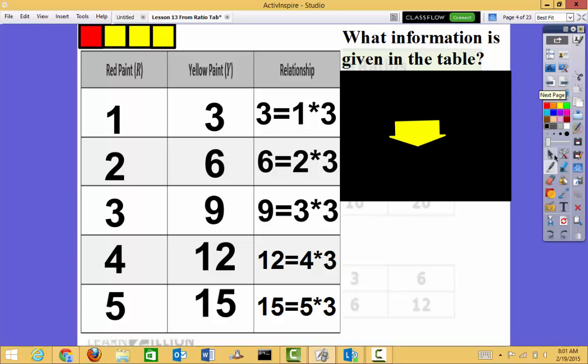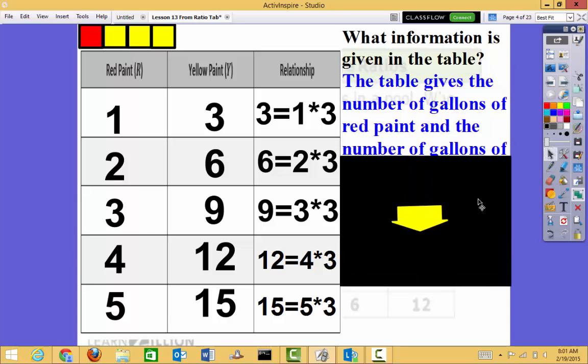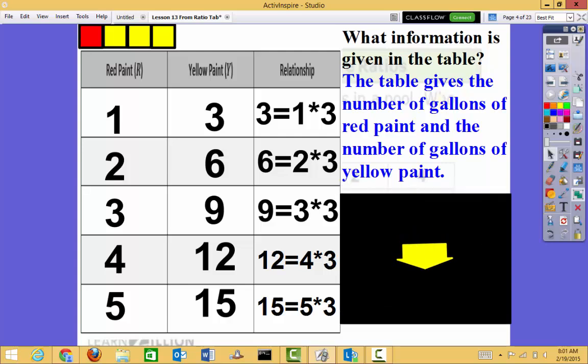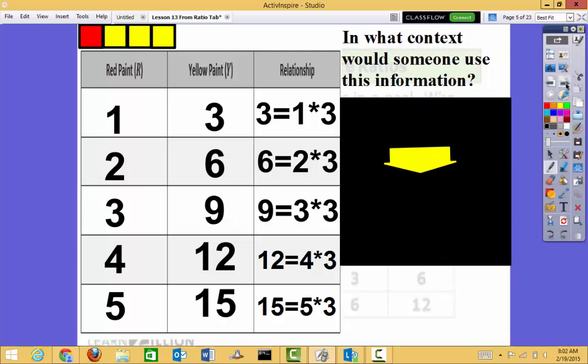What information is given in this table? Well, we already discussed on the previous page. This table gives me the number of gallons of red paint and the number of gallons of yellow paint. So this 1 doesn't just mean 1 whatever. This is my red paint, and you see my red paint is related because it's all increasing by 1. Each time I'm increasing by 1. My yellows are all related because they're all yellows, and all my yellows are increasing by 3, that repeated addition. So let's go on to our next one.